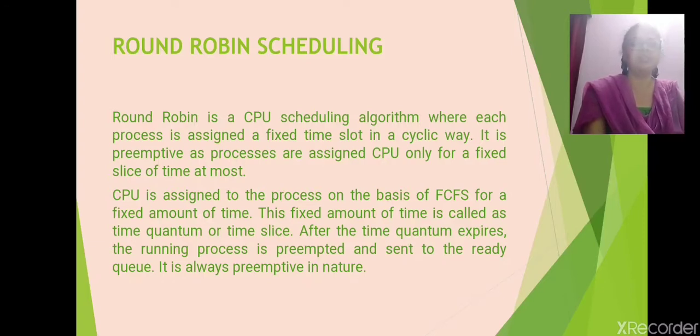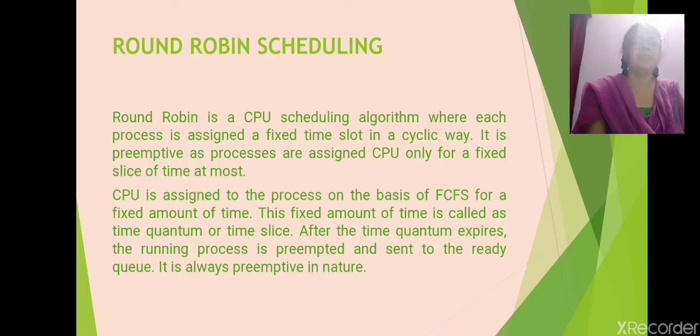So, to implement round robin scheduling, we keep the ready queue as a FIFO queue of processes. New processes are added to the tail of the ready queue. The CPU scheduler picks the first process from the ready queue, sets a timer to interrupt after one time quantum and dispatches the process. One of two things will then happen. The process may have a CPU burst of less than one time quantum. In this case, the process itself will release the CPU voluntarily.